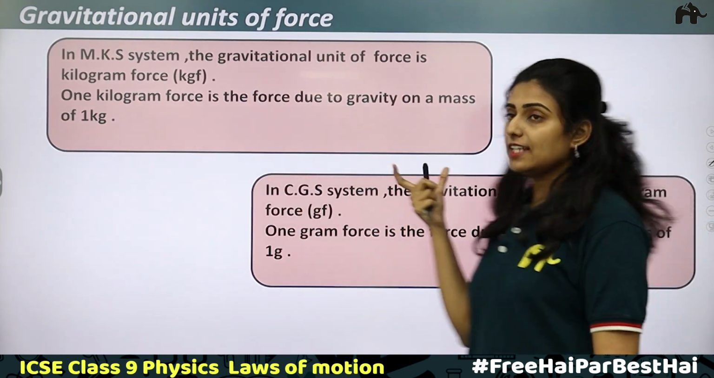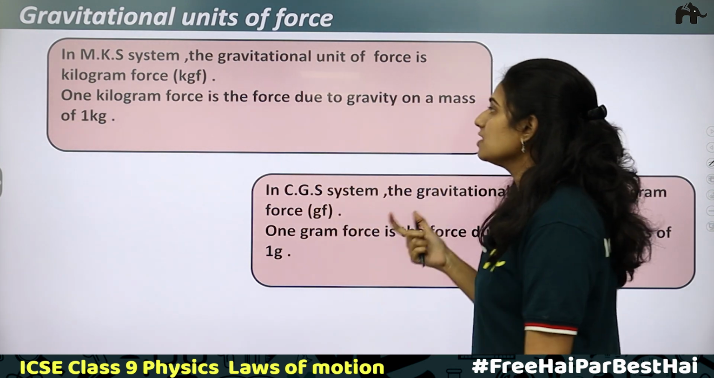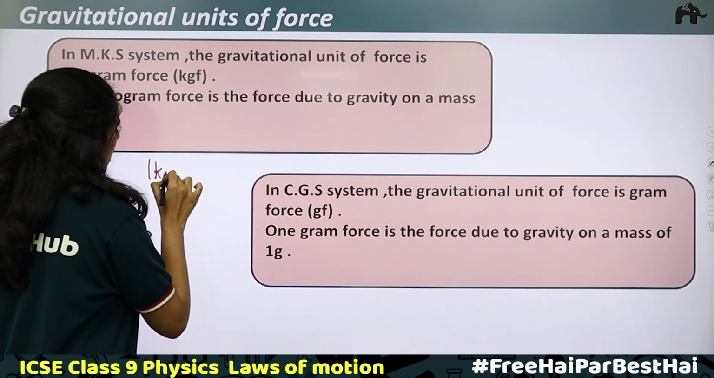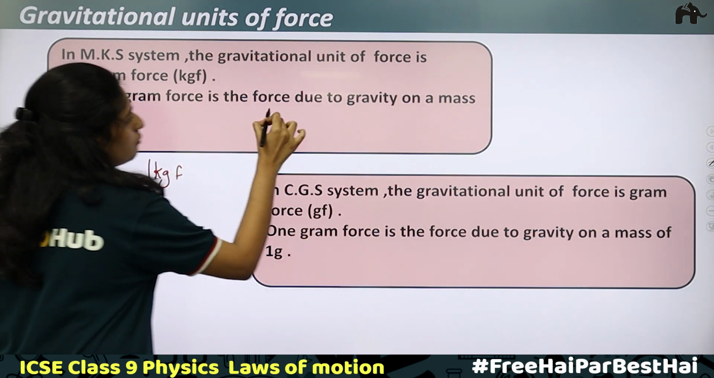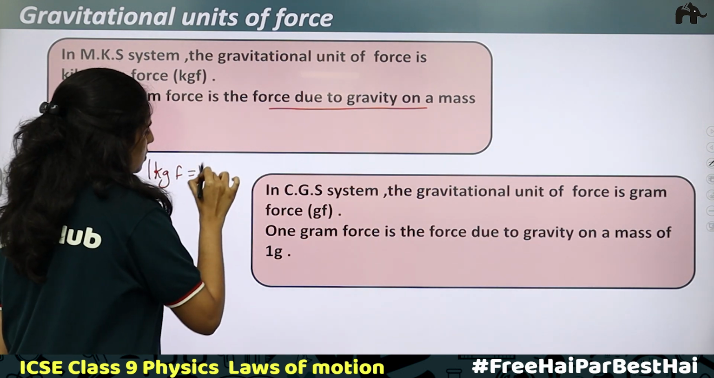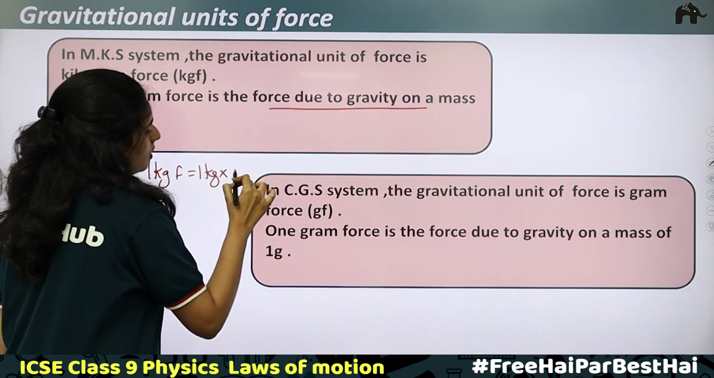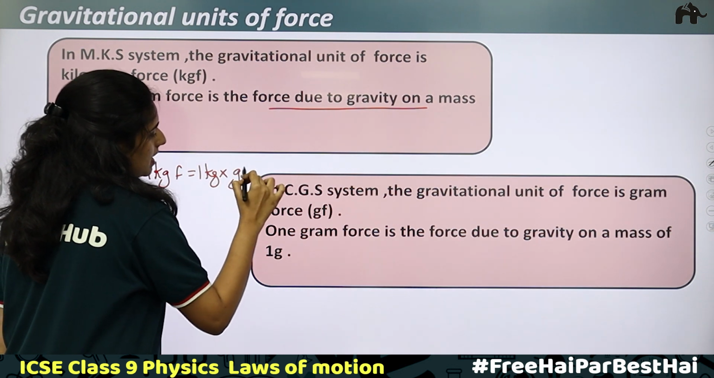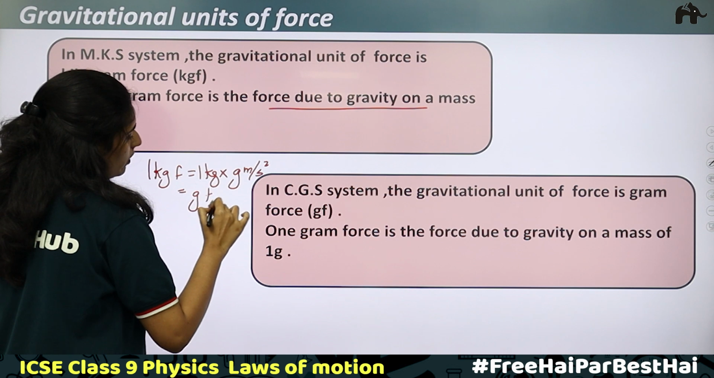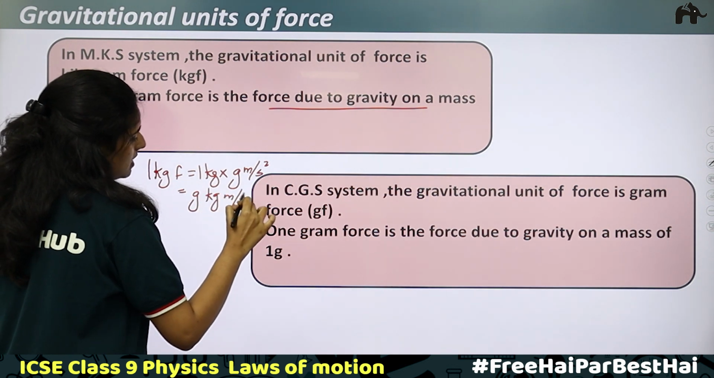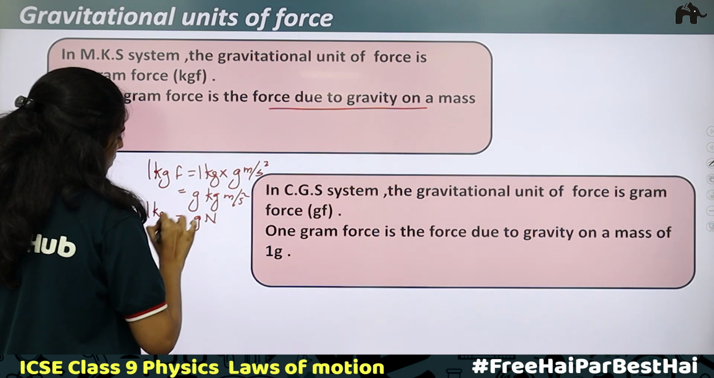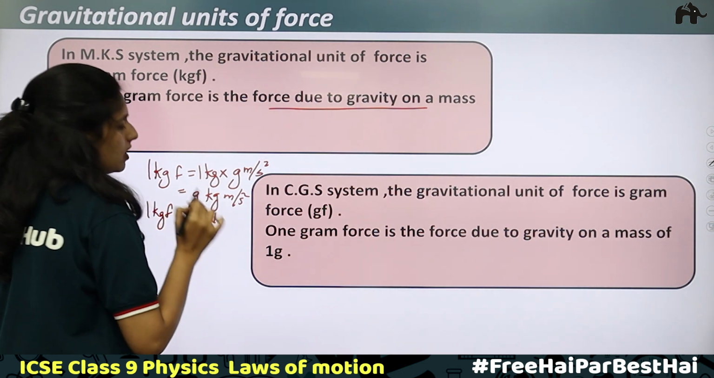Gravitational units of force. In the MKS system, the gravitational unit of force is kilogram force. So what is 1 kilogram force? 1 kilogram force is the force due to gravity on a mass of 1 kilogram. This is equal to 1 kilogram into acceleration due to gravity g meter per second square. That is equal to g kilogram meter per second square or g Newton. So 1 kilogram force is equal to g Newton.